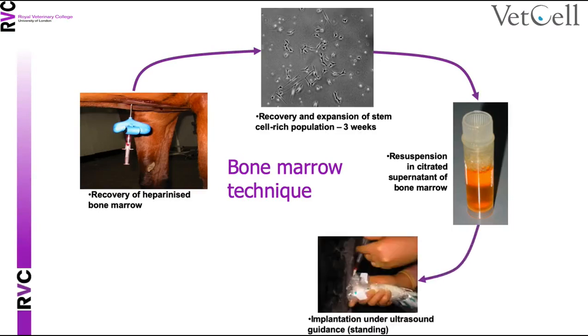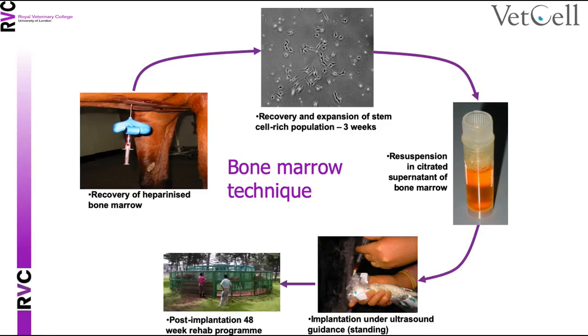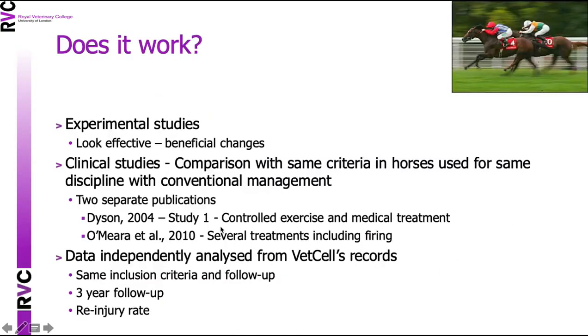And using ultrasound-guided injection, so we can make sure we put it in exactly the right place, we can inject them into that tendon, the same horse, in other words, an autologous treatment. The horse then enters a rehab program that's no different from the normal rehab program that we would use even if we didn't use the stem cells. And of course, the question is, well, that's great and it sounds very exciting, but does it actually work? A number of experimental studies in a whole array of laboratory animals right through to horses seemed to look effective, with beneficial changes to the tissue after treatment.